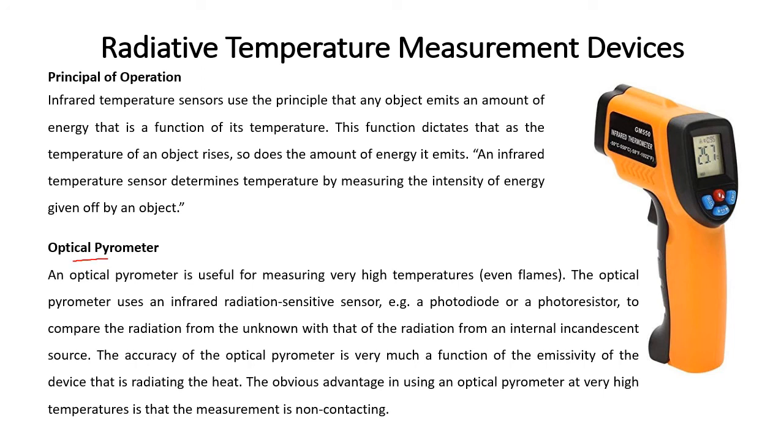Now optical pyrometers. So that was for infrared pyrometer. Under optical pyrometer, it is used for measuring very high temperatures and even flames. The optical pyrometer uses an infrared radiation sensitive sensor, for example photodiode or photoresistor, to compare the radiation from the unknown with that of the radiation from an internal incandescent source. The accuracy of the optical pyrometer is very much a function of the emissivity of the device that is radiating the heat. The obvious advantage in using an optical pyrometer at very high temperature is that the measurement is non-contacting.